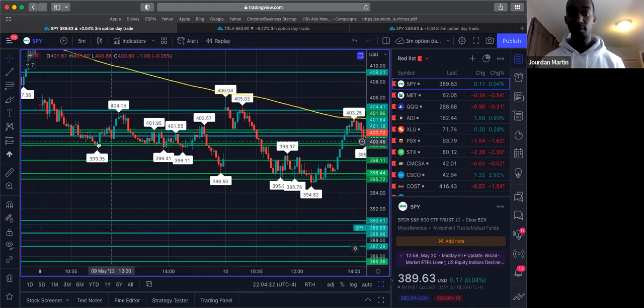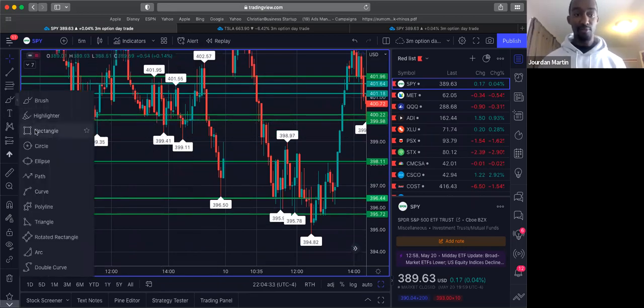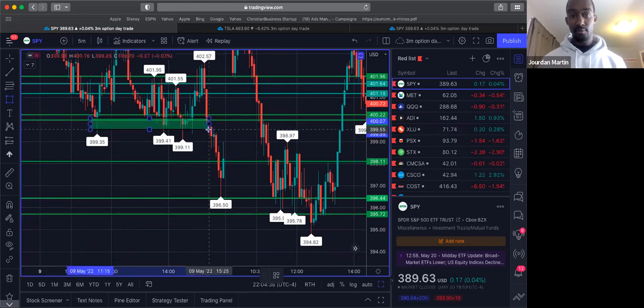Support is just connecting these lows, right? So if we look at this again, right, we just see an area where price is bouncing off of. It's how you identify support. Cool.